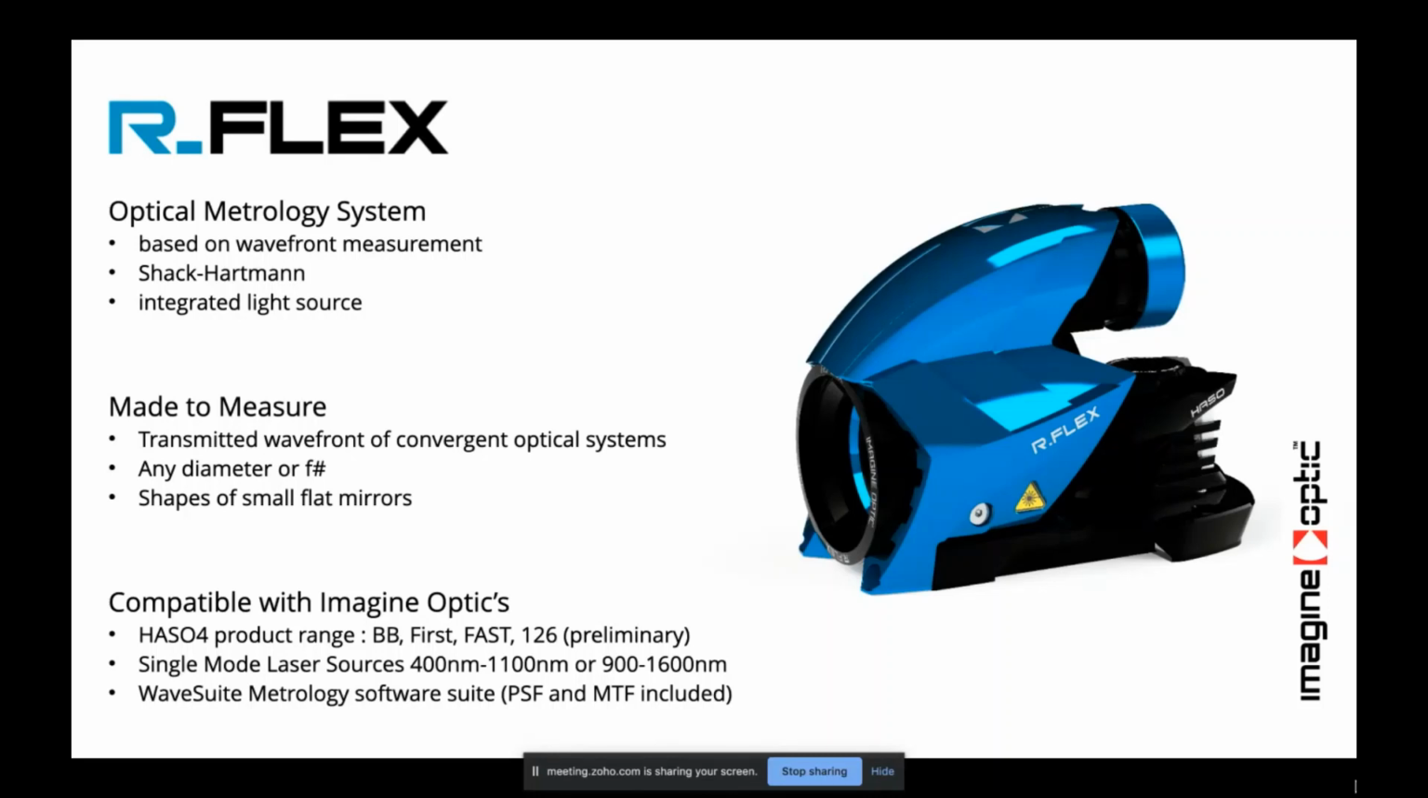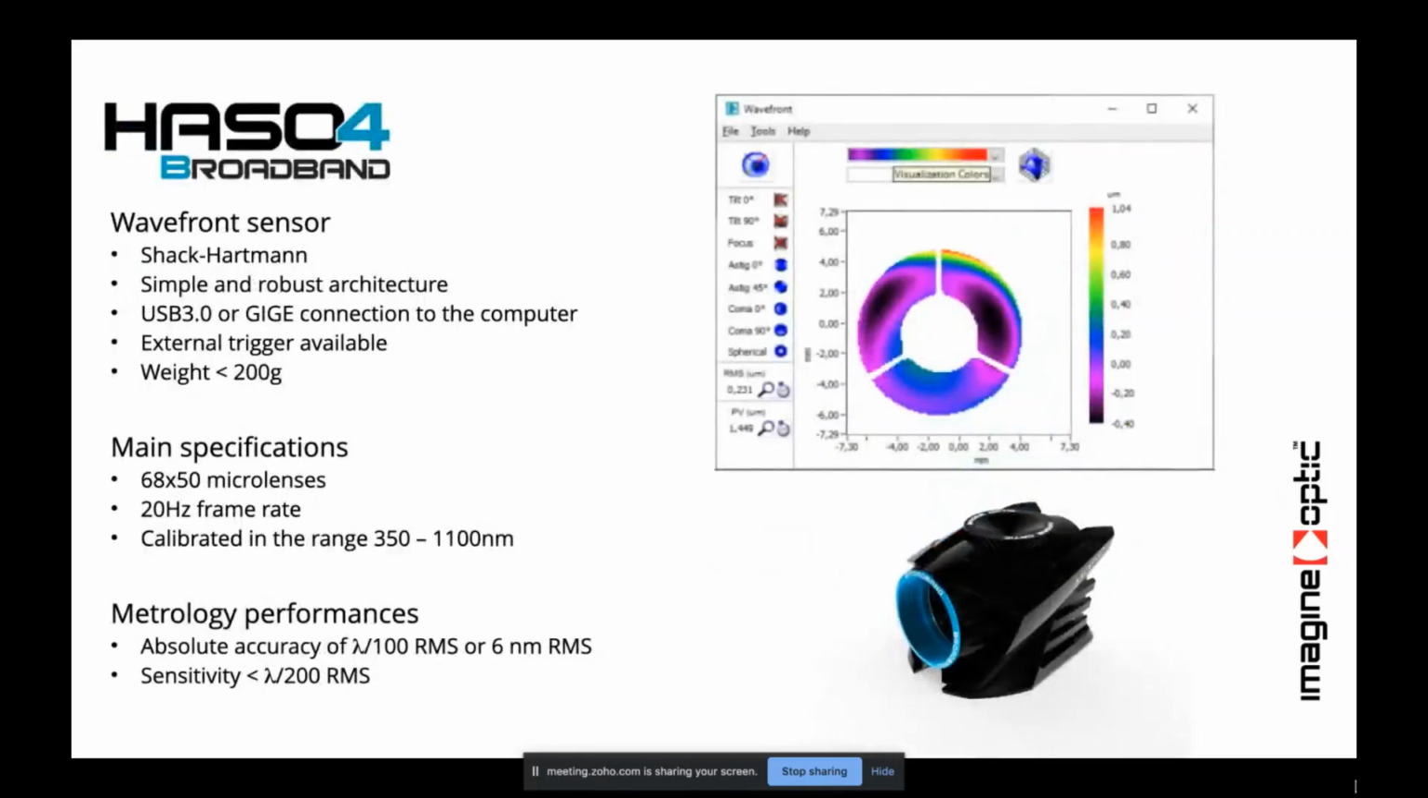Let's focus a bit on the sensor we use today on this demo. It's a HASO 4 broadband. As I said, it's a Shack-Hartmann. Here are some specifications. I want to focus on 2 of them. The first one is that it is calibrated in the range 350 to 1100 nanometers, and the absolute accuracy we ensure is lambda over 100 root mean square.